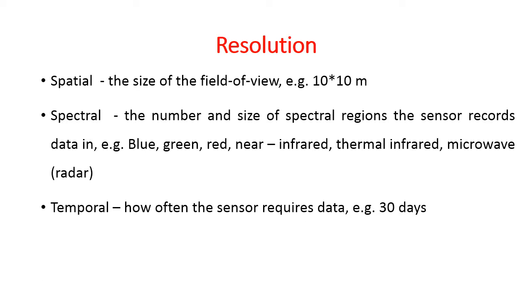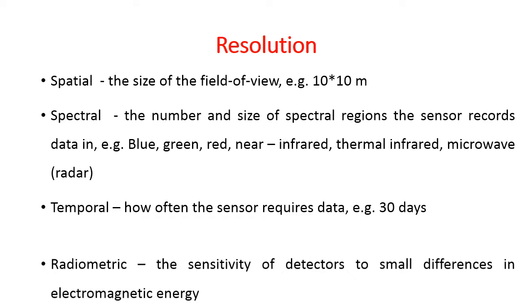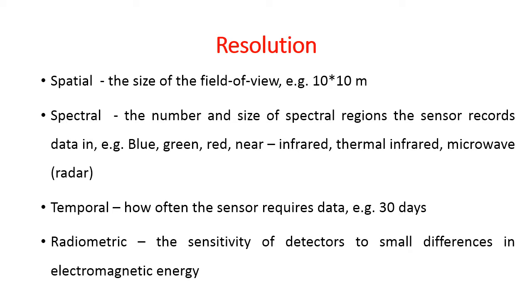Then temporal resolution, how often the sensor acquires data for a specific period, for example 30 days. Radiometric resolution, the sensitivity of the detectors to small differences in electromagnetic energy. So these are the types of resolution: spatial resolution, spectral resolution, temporal resolution and radiometric resolution. Now we will see these resolutions.